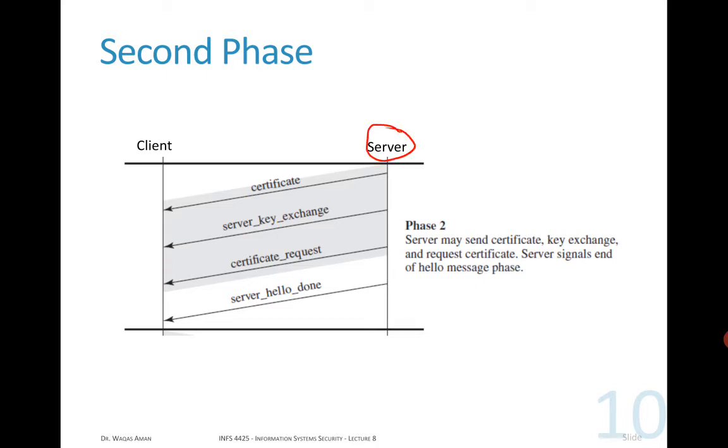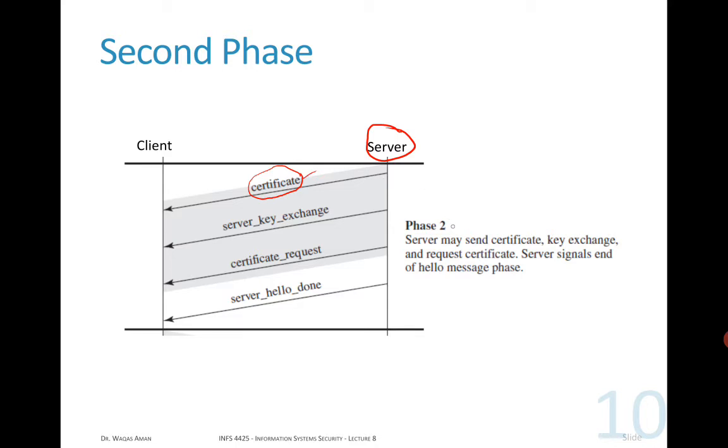In the second phase, when the ciphers, the message digest and the compression methods are agreed upon, the server does what? First, it sends its certificate, its digital certificate. Why? For authentication. That's why, if we click on the lock icon in the web URL, you will see the certificate, which means that the server has sent us its certificate for authentication purposes.